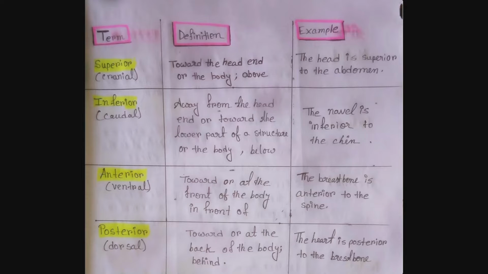Next is anterior or ventral. Definition: toward or at the front of the body. In front of. Example, the breastbone is anterior to the spine. Posterior or dorsal. Posterior is the opposite of anterior. Toward or at the back of the body. As an example, the heart is posterior to the breastbone.